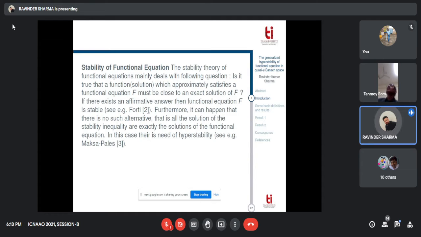Furthermore, it can happen that there is no such alternative, that is, all the solutions of the stability inequality are exactly the solutions of the functional equation. In this case, there is a need for hyperstability.